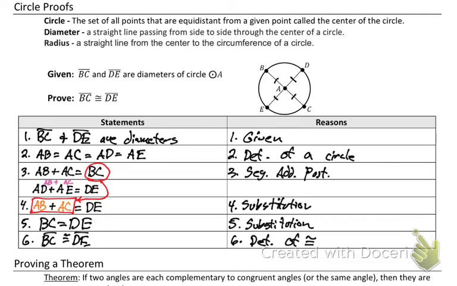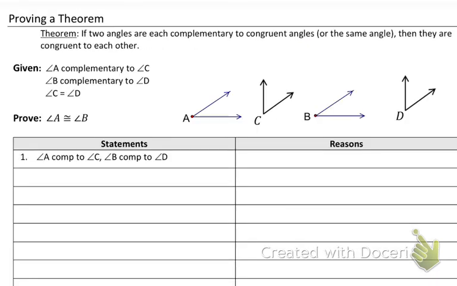All right. That was a circle theorem. We're not going to do a ton of circle stuff. It's on there just so you can kind of see it in our lessons. I'm going to talk about how you prove a theorem. So we have a theorem that says if two angles are each complementary to congruent angles or the same angle, then they are congruent to each other.